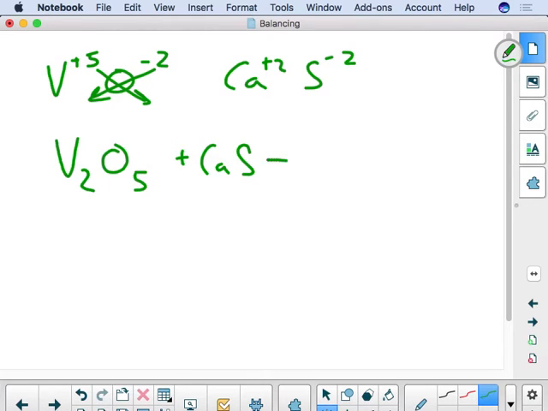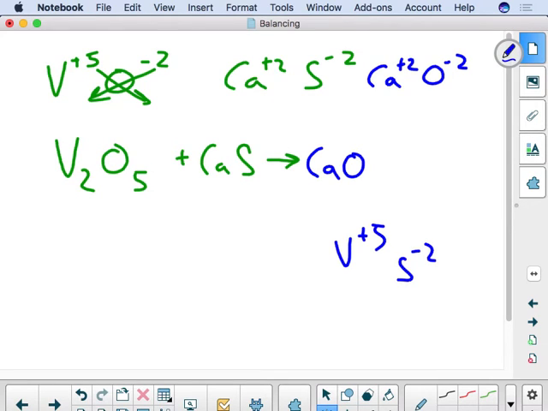React to form calcium oxide. Calcium plus 2, oxygen minus 2. So that one is going to be CaO. Okay. And vanadium sulfide. Vanadium is once again plus 5. Sulfur is minus 2. When I put that together, Elias, what is this one's formula going to be? V2S5. That is what this final answer should be, but I should put a little aqueous on all of those problems.